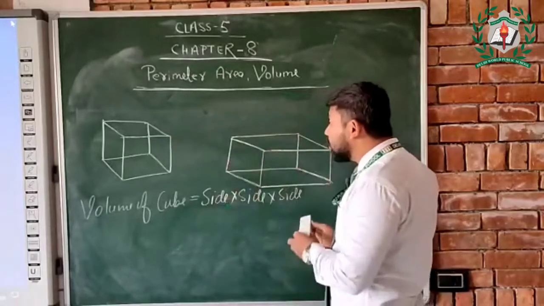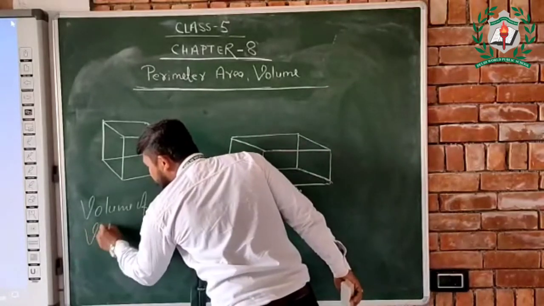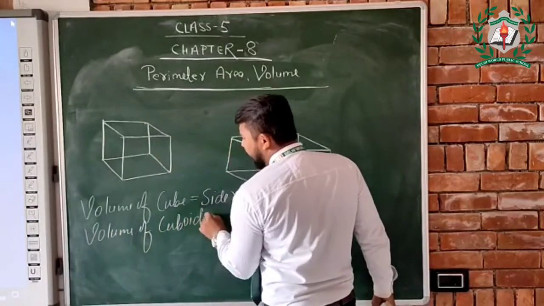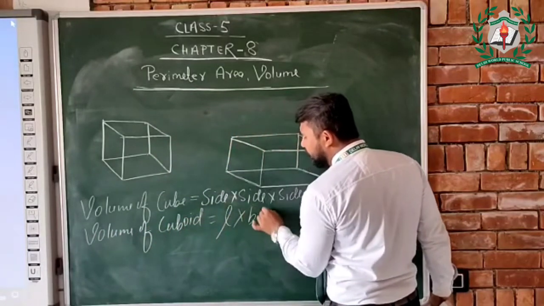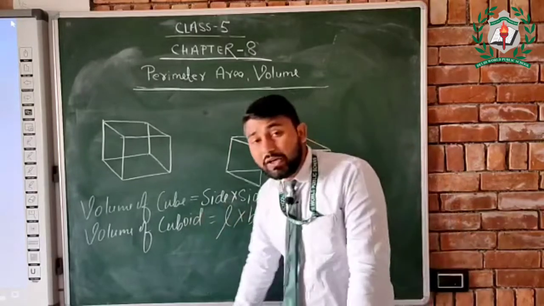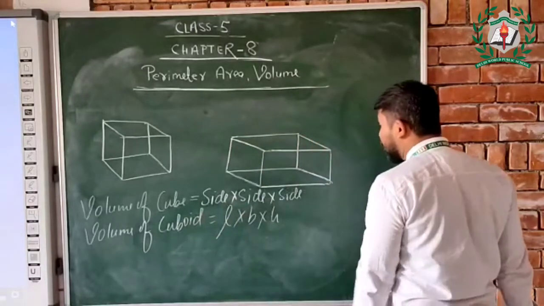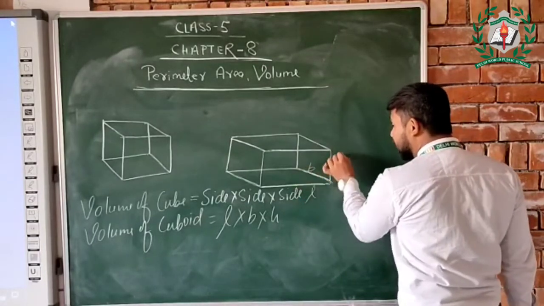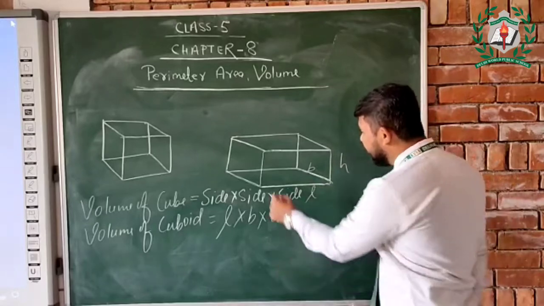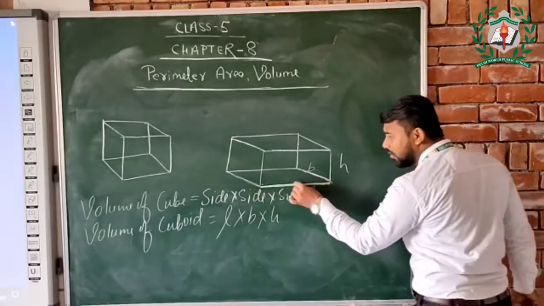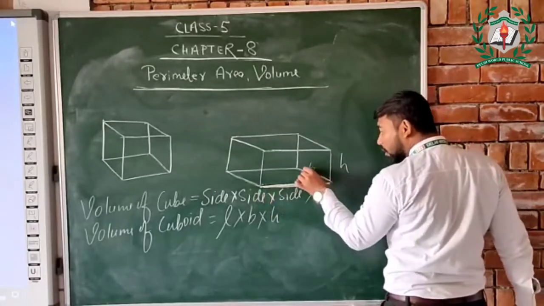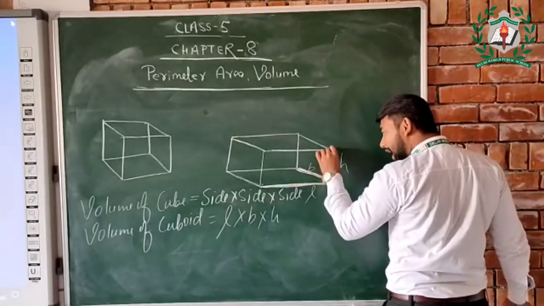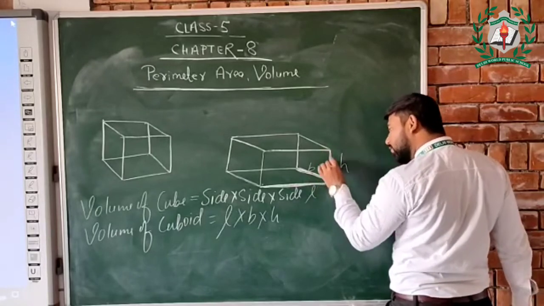And if you talk about the volume of cuboid, then it will be length into breadth into height. So what is the length? This is the length. This is the breadth. And this will be the height. Length, breadth and height are there.